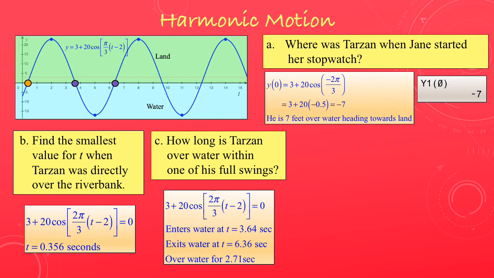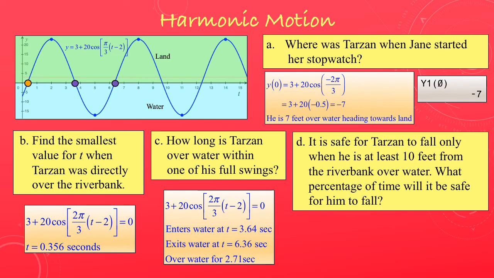Question C reads, how long is Tarzan over water within one of his full swings? We merely want to find the distance between the two purple dots on the graph. That is when he first enters the water and then when he exits being over water. So again, we set the function equal to 0 and find the two zeros. He enters the water at t equals 3.64 seconds, exits the water at t is equal to 6.36 seconds, and therefore he is over the water for 2.71 seconds.